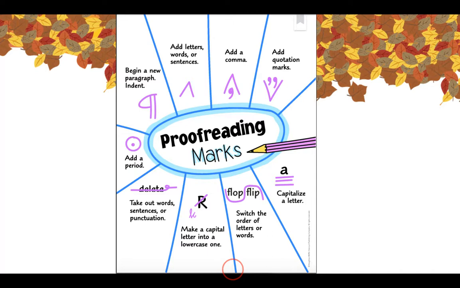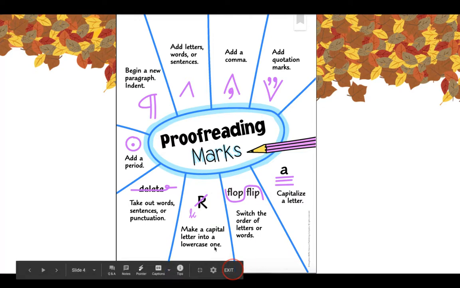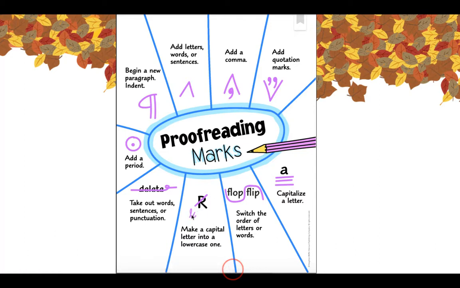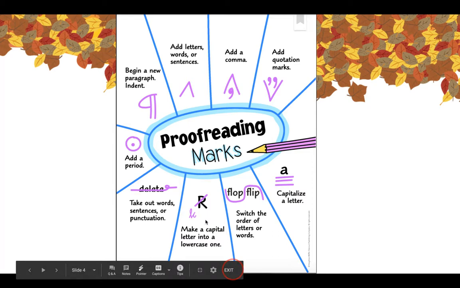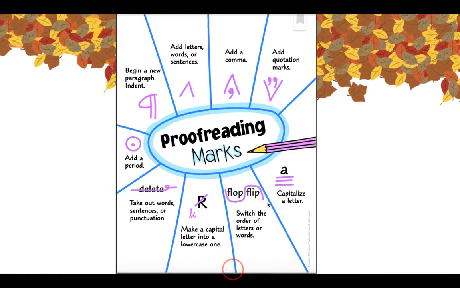Here are some of your proofreading marks that you can use to proofread your letter. Whenever you need to make a capital letter into a lowercase letter, you would mark out the letter and then write it lowercase. There are also times you may switch the order of letters or words. In this case, you use the flip-flop proofreading mark. If you need to capitalize a letter, you would write 3 lines underneath that letter to remember to capitalize it.